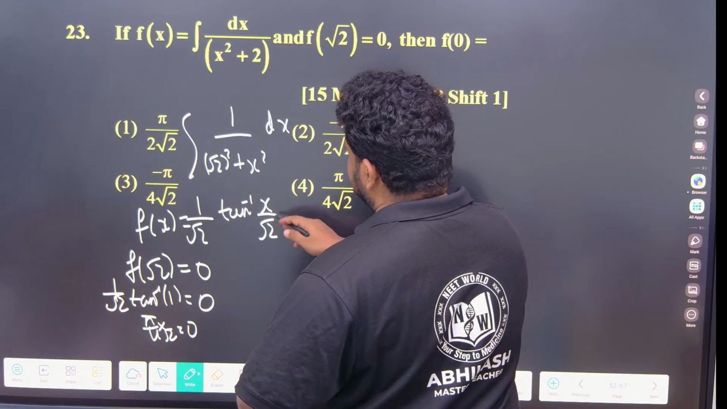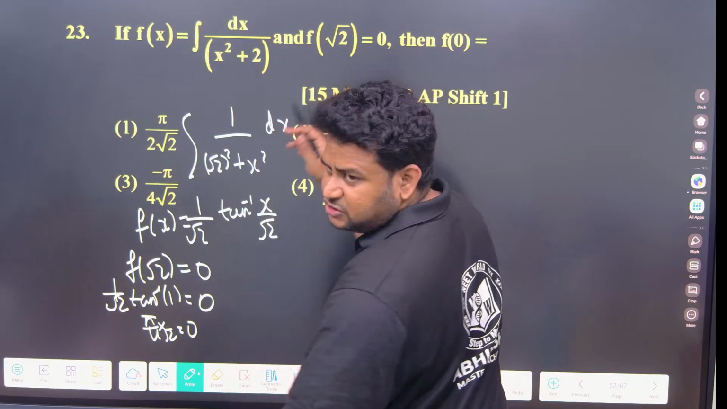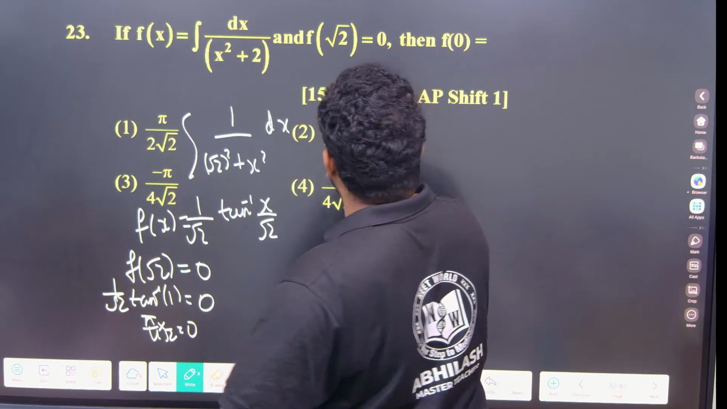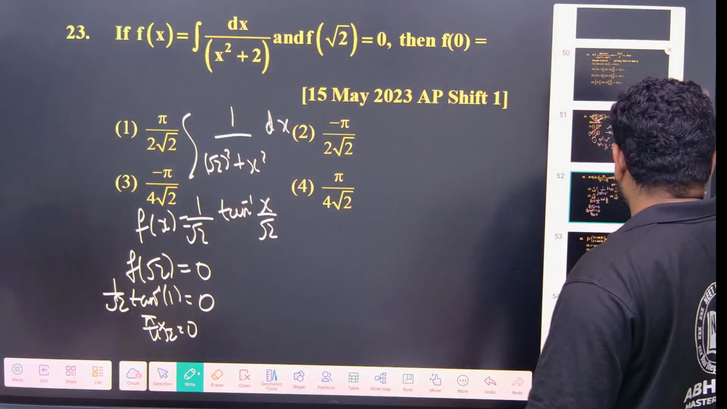Tan inverse of 0 will be 0. 1 by 0 into 1 by root 2 is this one. So there is some mistake in the question. I have to look. There is something missing in the question. Okay, we will come back to this question later. We have to have a look at this question.